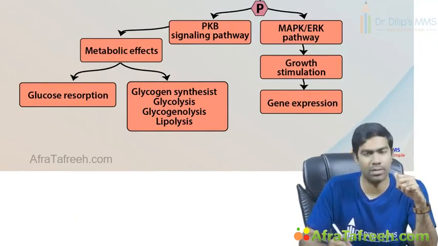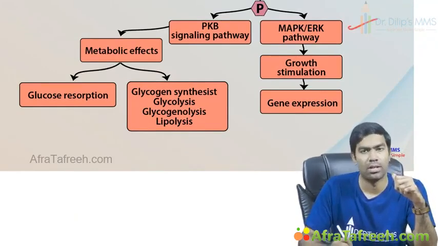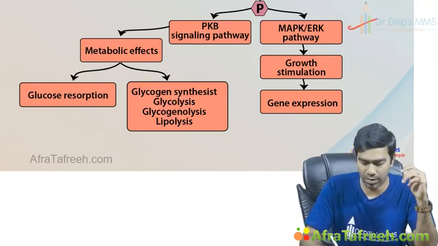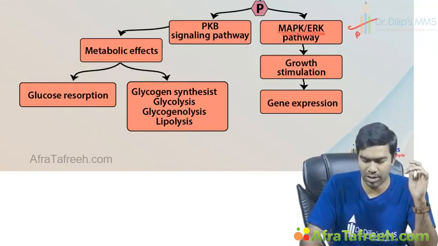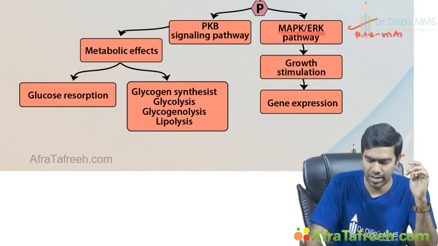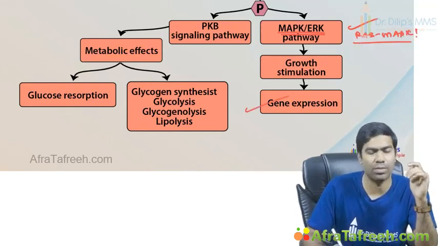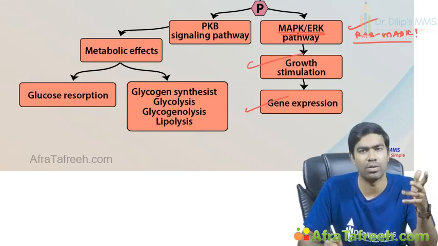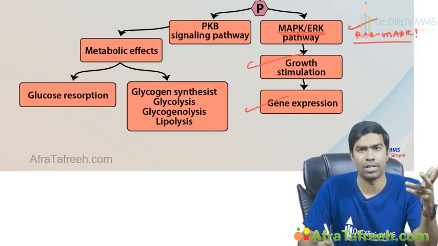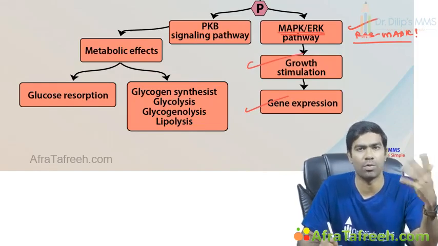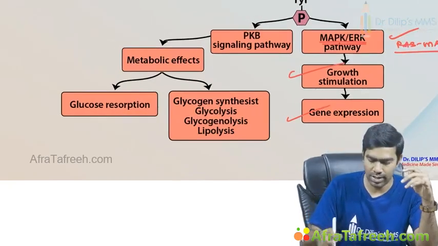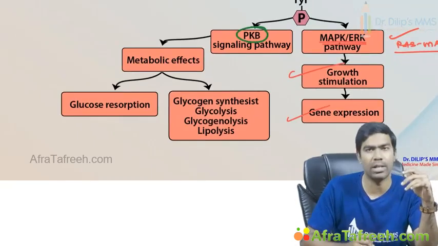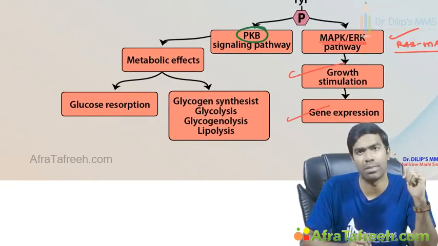One is the RAS MAP kinase pathway. That's what we call the MAP ERK pathway. Simply you can write this as nothing but the RAS MAP kinase pathway, and they're going to increase the growth and they're going to produce more and more gene expression, especially of the proteins that are going to promote the growth. Number one. Then they can stimulate another pathway called the PKB pathway. This is called the protein kinase B pathway.